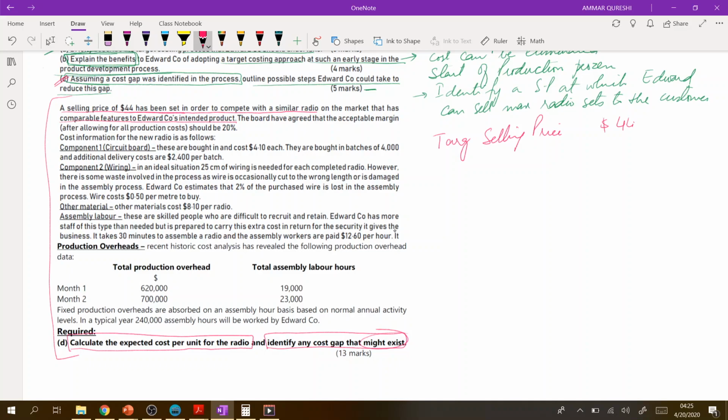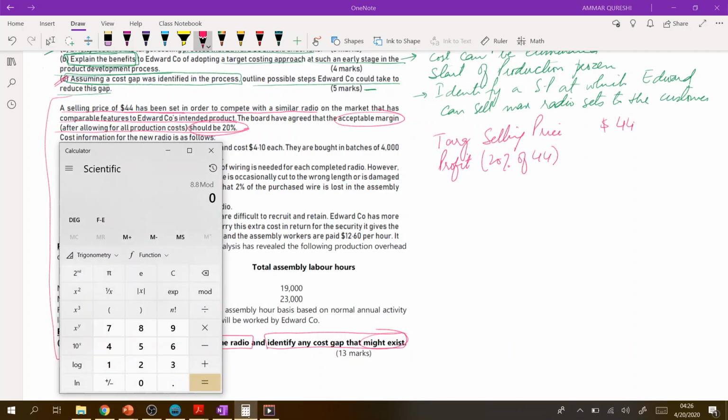Now, the board have agreed that the acceptable margin after allowing for all production costs should be 20%. Margin means what? Profit is based on cost or selling price? Selling price, right? So profit is 20% on cost. Sorry, 20% of selling price. So 20% of 44, that makes what? 44 times 20%, that makes 8.8, right?